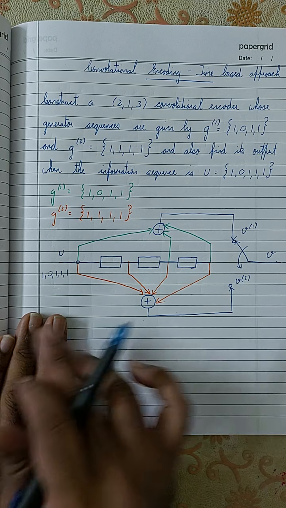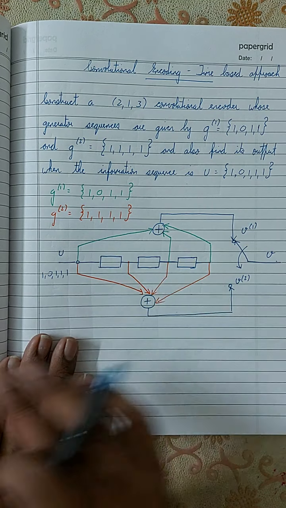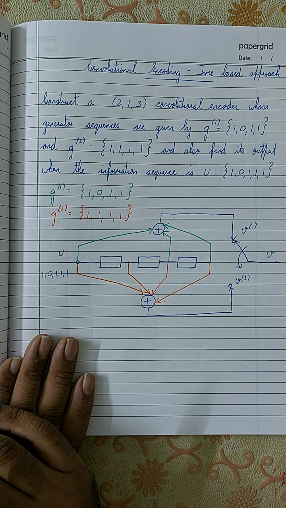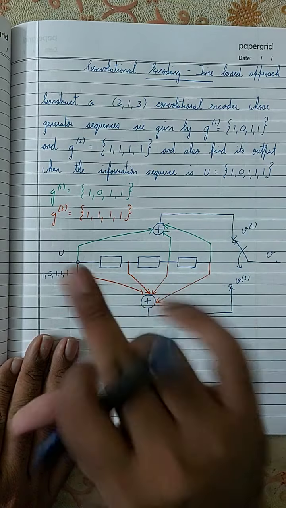So that's why, along with this information sequence, you apply 3 more zeros, or you give 3 more zeros into the circuit, right? Now, oh yes, and one more thing I want to tell you about.